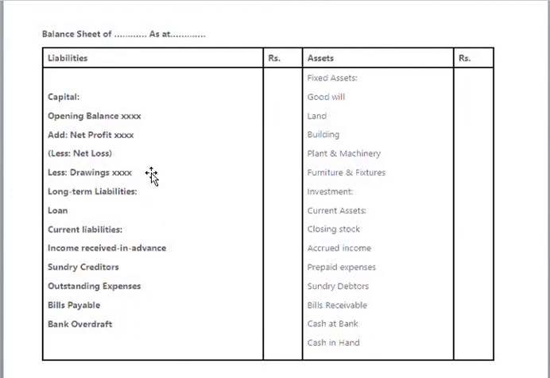Now we come to the liability side of the balance sheet. First we have capital, opening balance, that is the capital amount given in the trial balance. Then add net profit, which we calculated in the profit and loss account. If it is net profit, you should add it to the capital. If it is net loss, we should deduct it from the capital. If we have any drawings mentioned, that should be deducted. Then other adjustments also, and the net amount will be written in the amount column.